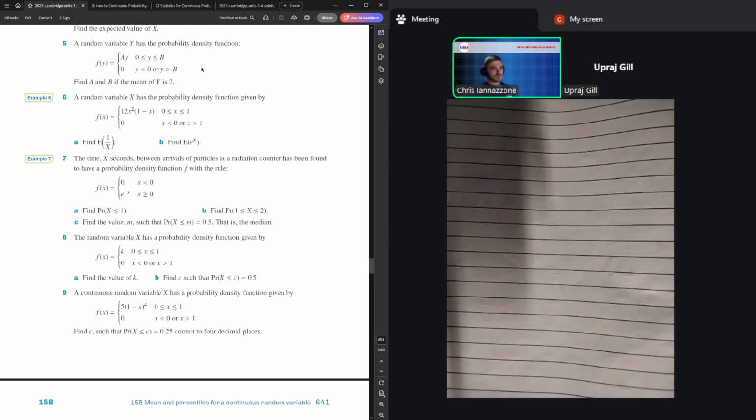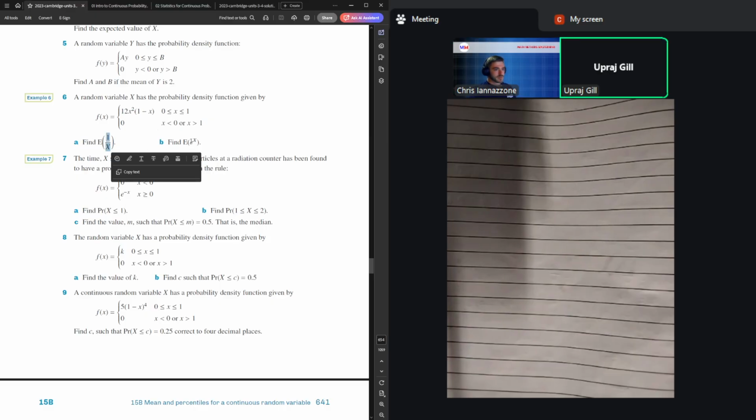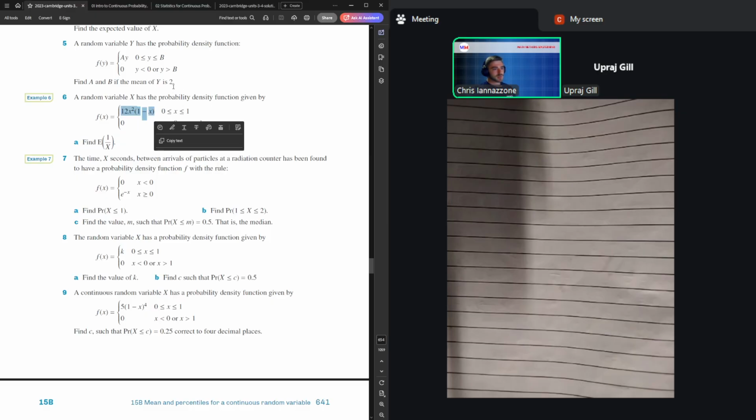If the mean is 2, it means the integral from 0 to b must be 1, and y times the integral from 0 to b must be equal to 2. Two equations, two unknowns, simultaneous solve. Okay. 1 over x, e to the x, those just mean instead of multiplying by x, you're multiplying by whatever's in the bracket. It's mainly a book thing.